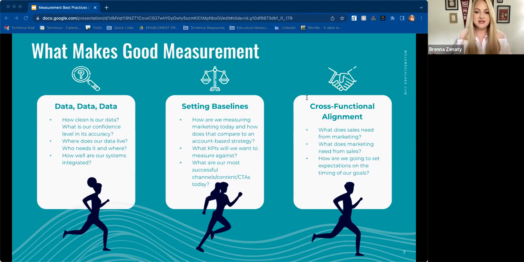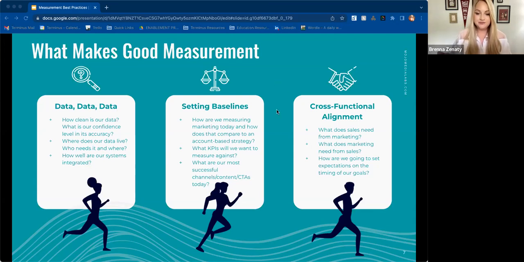And some questions to ask here would be, how are we measuring marketing's influence today? How does that compare to maybe our account-based programs? So, really anchoring your program performance measurement around those account level and pipeline and revenue-centric metrics. What KPIs are we going to measure against? And even what are our most successful channels or content or calls to action today?